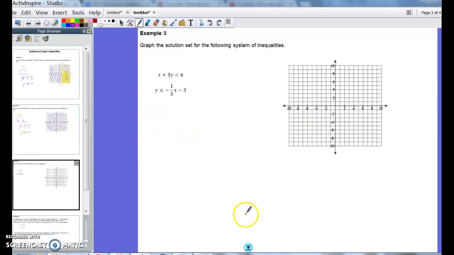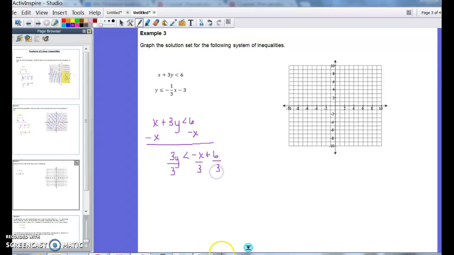Okay, let's do one more. We'll graph the solution set of this system. So if you notice that first equation, I'll rewrite it down here. It's not yet in the form where I can graph it. I have to solve it for y. So the first thing I'm going to do is subtract x from both sides. Gives me 3y is less than negative x plus 6. And then to get y by itself, I'm going to divide everything by 3.